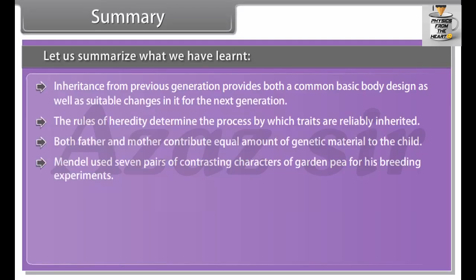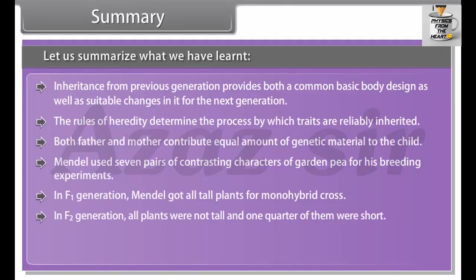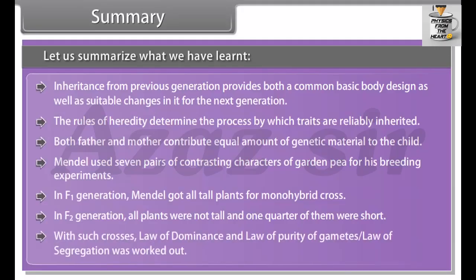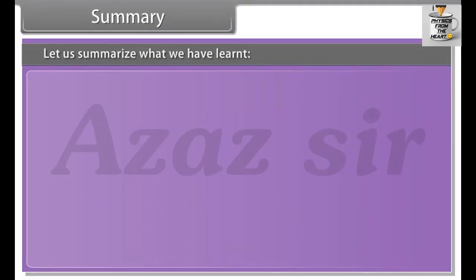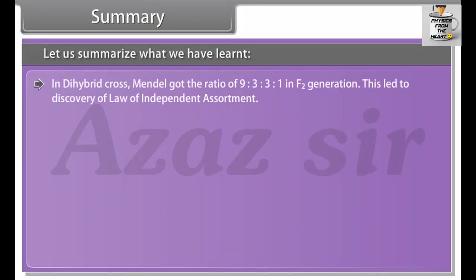Mendel used 7 pairs of contrasting characters of garden pea for his breeding experiments. In the F1 generation, Mendel got all tall plants for the monohybrid cross. In the F2 generation, all plants were not tall and 1/4 of them were short. With such crosses, the law of dominance and the law of purity of gametes, also called the law of segregation, were worked out. In the dihybrid cross, Mendel got the ratio of 9:3:3:1 in the F2 generation. This led to the discovery of the law of independent assortment.